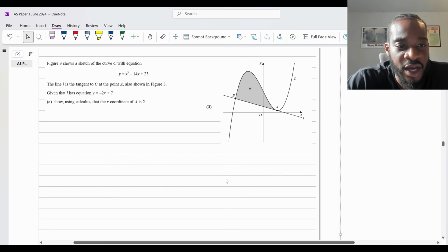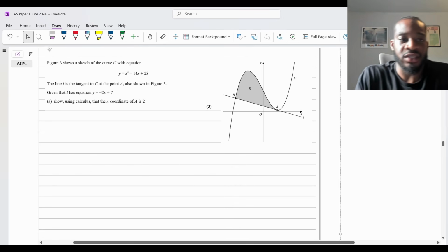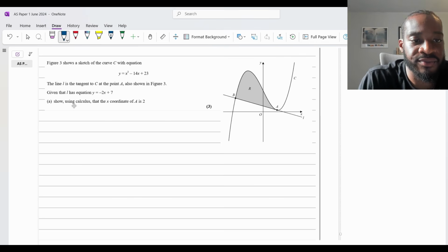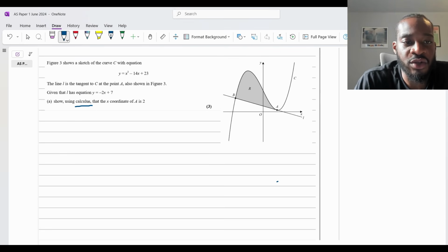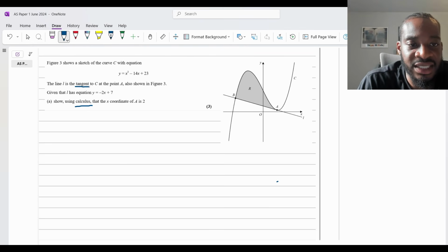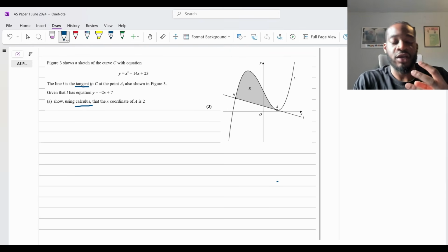So what are we doing? We're trying to show using calculus. This is very key. We need to use calculus here, to show that the x coordinate of A is 2. Now, A is the point where the line L is a tangent to C, right? So remember, whenever you see that word tangent, guys, in an exam, it just means to differentiate.